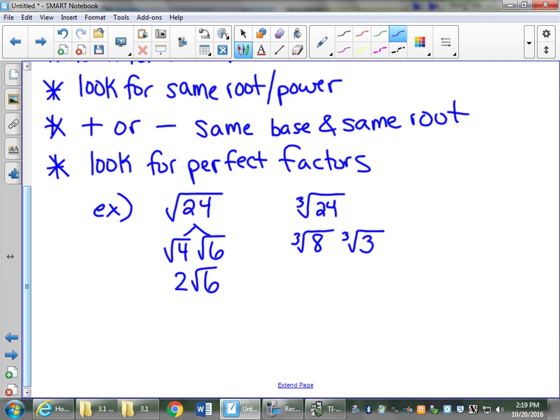Now we chose 8 because it's a perfect cube. The cube root of 8 is 2. And the cube root of 3, despite what you might think, is not 1. The cube root of 3 is a decimal, so that has to stay inside. So you'd get 2 cube roots of 3.